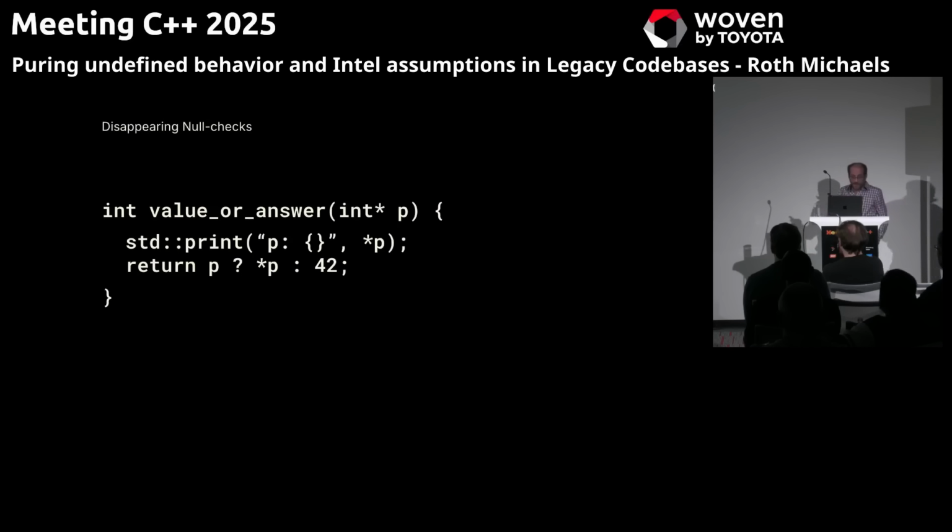So imagine this function value or answer where you put a pointer to an integer, and if it's not null, you return the value, and if not, we return the answer to life, the universe, and everything. And at some point, somebody added some logging to tell that value as well before actually returning the value. But you notice that happens before the null check. We dereference p for the logging. And the compiler is going to see, oh, well, you're never allowed to dereference a null pointer. So at that point where we dereference p, it must not be null. So why would we check it again later? We can elide that check, and we'll always just assume we can dereference p.